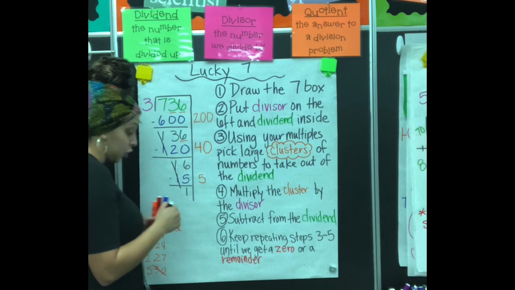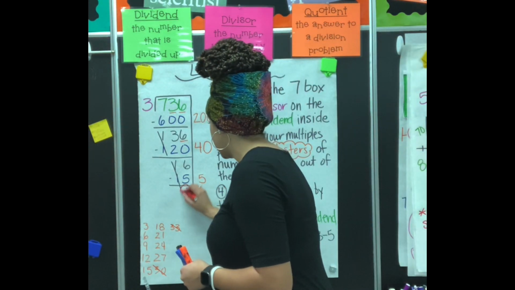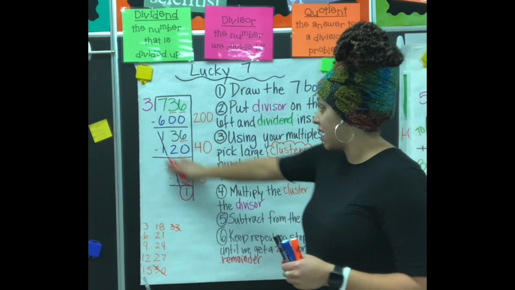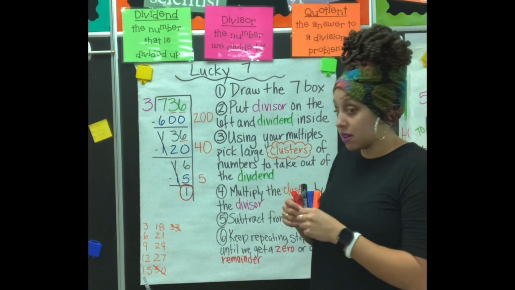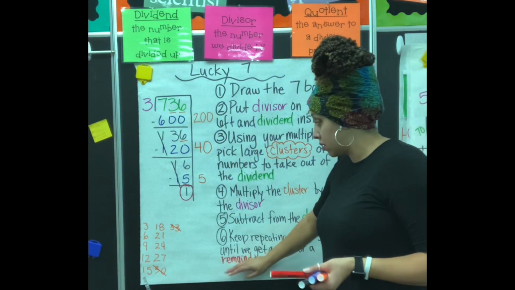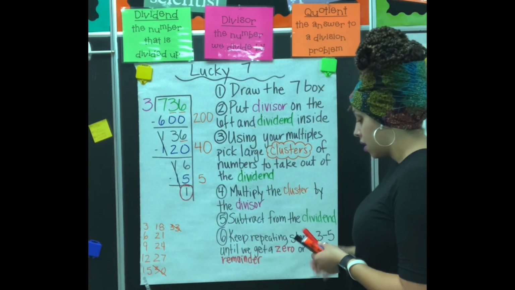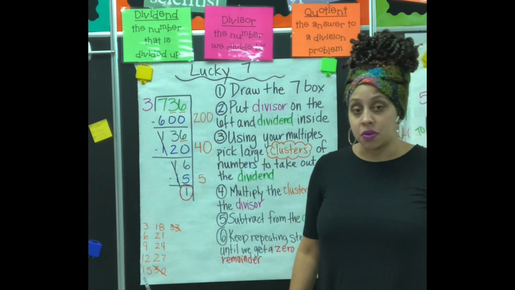Is 1 a good remainder? Yeah, because 1 is less than 3. So it works. I can't get any more groups of 3 out. So we are done with that step. We've repeated until we got either a remainder or 0. Okay, now what do you think we do? We have all this information over here. What do you think we do?